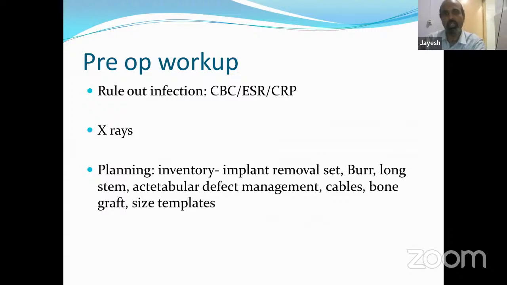X-rays were done, and then for any such revision case, you have to plan your inventory. You have to have an implant removal set. You have to have a burr, because when you remove these screws, especially long-standing screws, there can be sclerosis around the entry area, which might prevent the entry of your femoral component. You have to keep long stems ready, and for any acetabular defect, you can use bone grafts. Cables, as sir has already said, if there is an intramedullary nail or a plate, and bone grafts, and you have to template as to which is the smallest size which can go in this case.